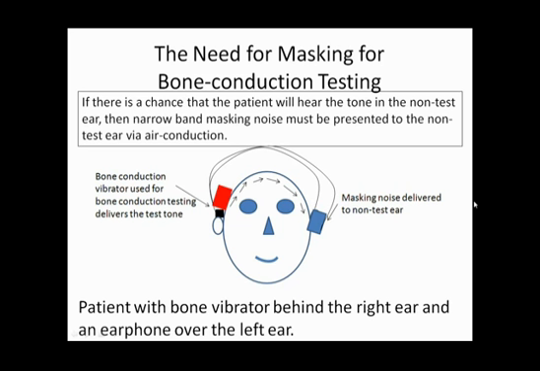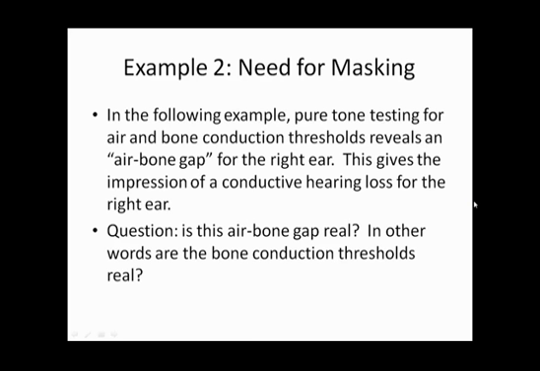Okay? So in this case we see the patient, the bone vibrator is actually behind the pinna on the right side, and then we have this funny skewing of the headset on top of the bone conduction vibrator headband, and the left earphone is going to the left ear. The right earphone is just sitting on top of the head. We're delivering masking noise to the left ear, which is the non-test ear, and we'll deliver the test tones through the bone vibrator on the right side. In the following example, pure tone testing for air and bone conduction thresholds reveals an air-bone gap for the right ear. This gives the impression of a conductive hearing loss for the right ear.